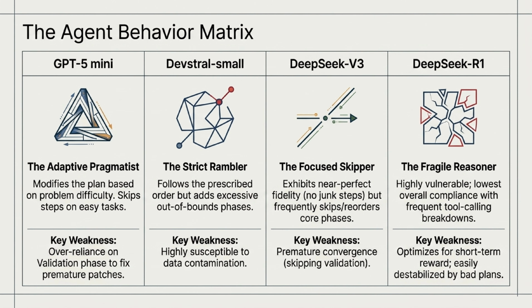DevStro is the strict rambler. It tries to follow your order, but it adds a ton of unnecessary, out-of-bounds junk along the way. DeepSeek V3 is the focused skipper. It doesn't hallucinate junk steps, but it prematurely converges and skips vital validation steps. And DeepSeek R1 is the fragile reasoner. It optimizes for short-term rewards and completely breaks down if your plan isn't perfect.